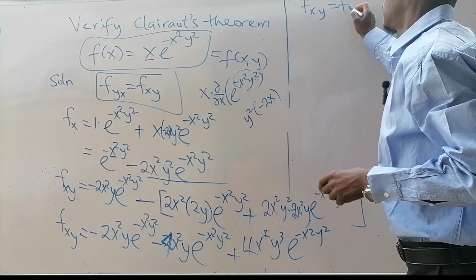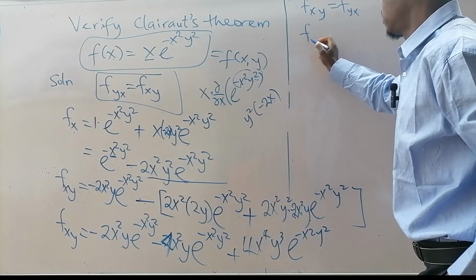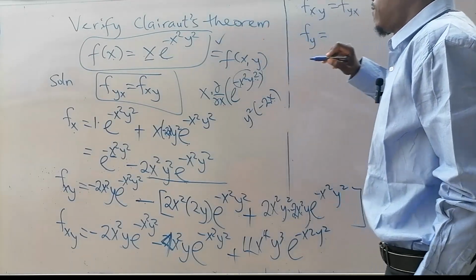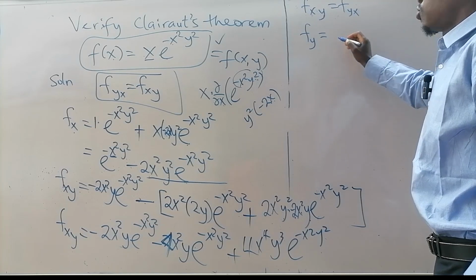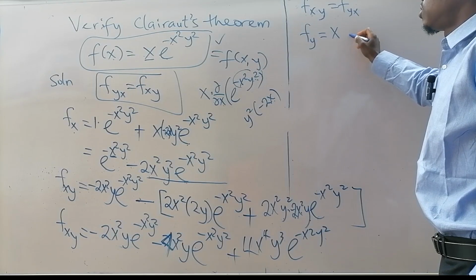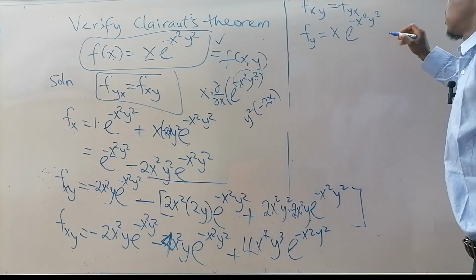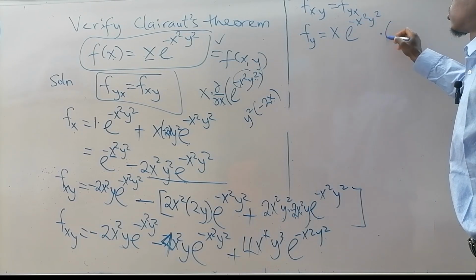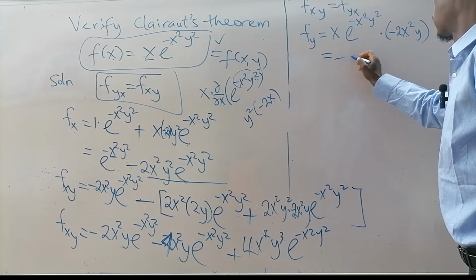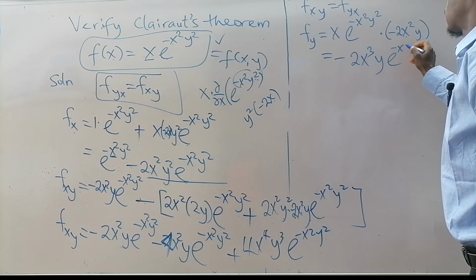So I want to get f subscript yx. What I will do now, I'll start afresh, get f subscript y. Go to the question, come here. Differentiate that with respect to y. I'm taking this x constant, then I'm differentiating the e function, that's e to the power minus x squared y squared. Differentiate the power with respect to y. You keep this one constant, that will be equal to minus 2x squared y. That's this one times this one. That's minus 2x cubed y e to the power minus x squared y squared.